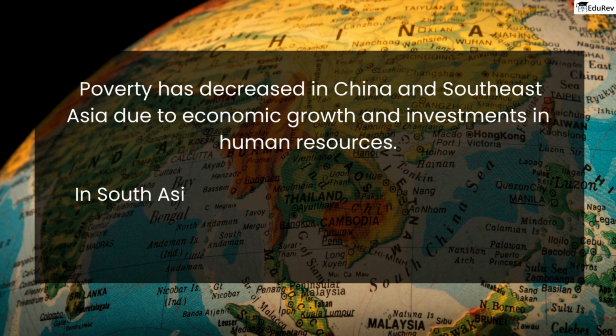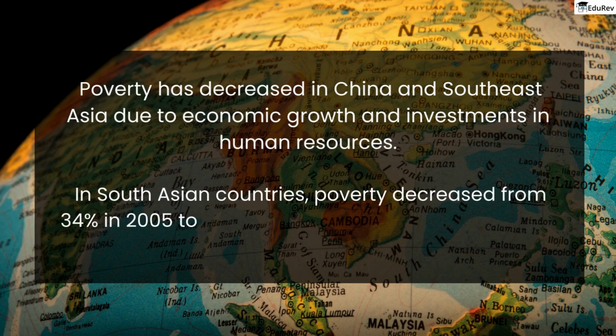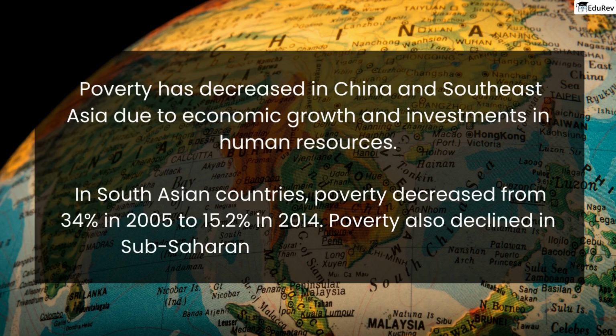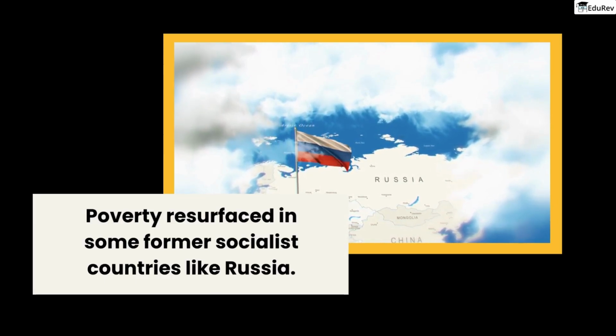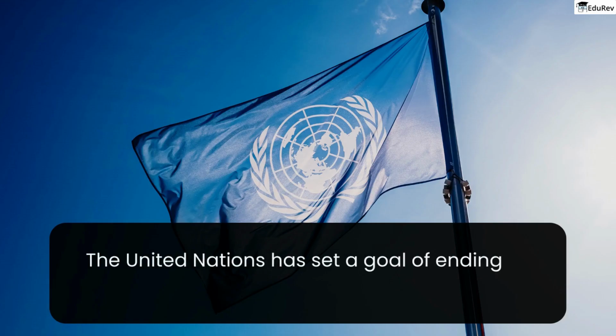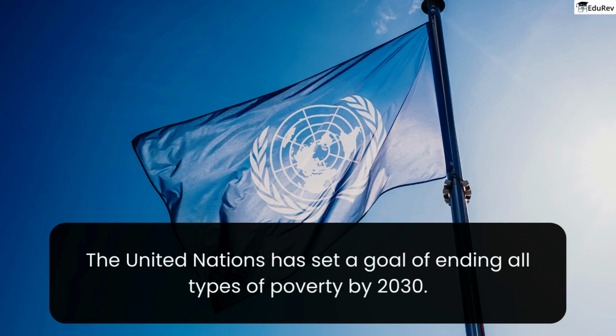In South Asian countries, poverty decreased from 34% in 2005 to 15.2% in 2014. Poverty also declined in sub-Saharan Africa and Latin America. However, poverty resurfaced in some former socialist countries like Russia. The United Nations has set a goal of ending all types of poverty by 2030.